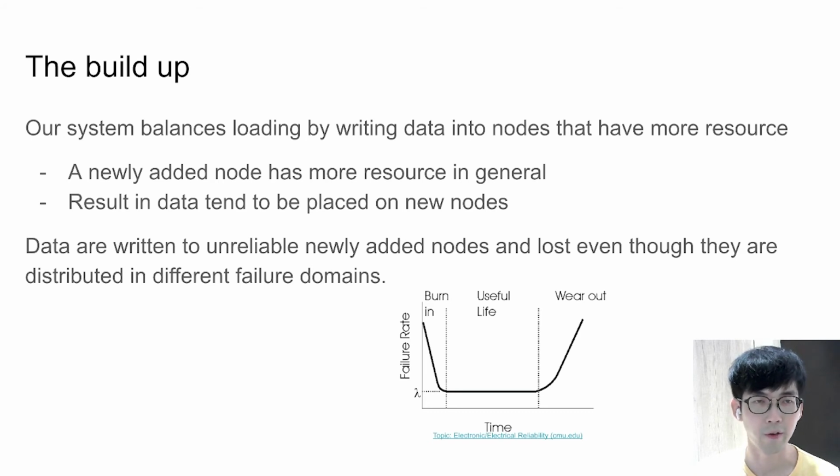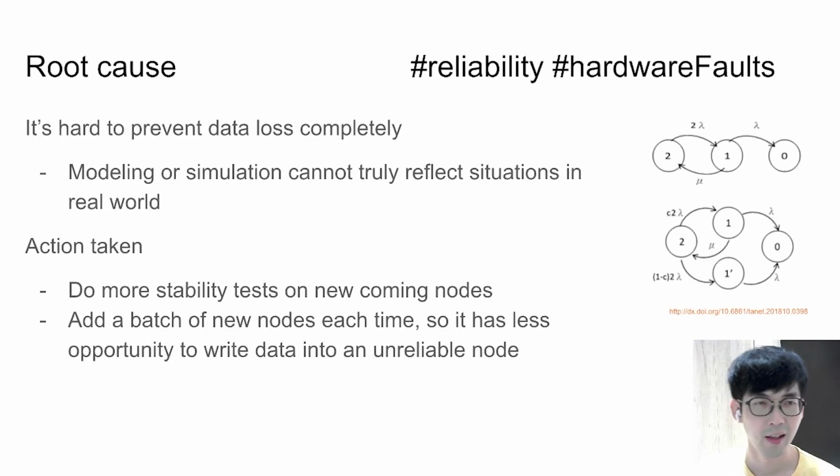And here is another fact: new machines have a higher chance of damage. This is called the bathtub curve. Combining these two things caused the incident. Data was written to a newly added node and the newly added node broke, that's why. This is another classical reliability trend caused by a hardware fault.